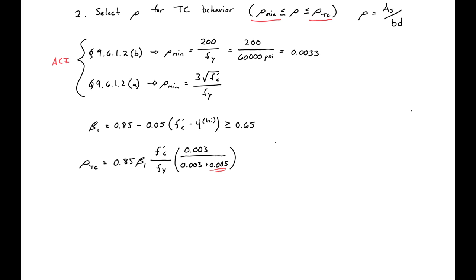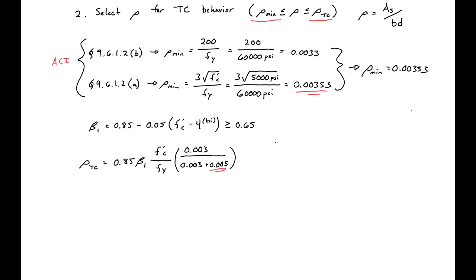0.0033. And then we have our other rho min expression, so 3 times square root of our f'c, which in our case is 5,000 psi, divided by our fy, 60,000 psi, which will give us a rho min of 0.00353. So we take the greater of these, which is our second one, and find that our rho min is 0.00353.